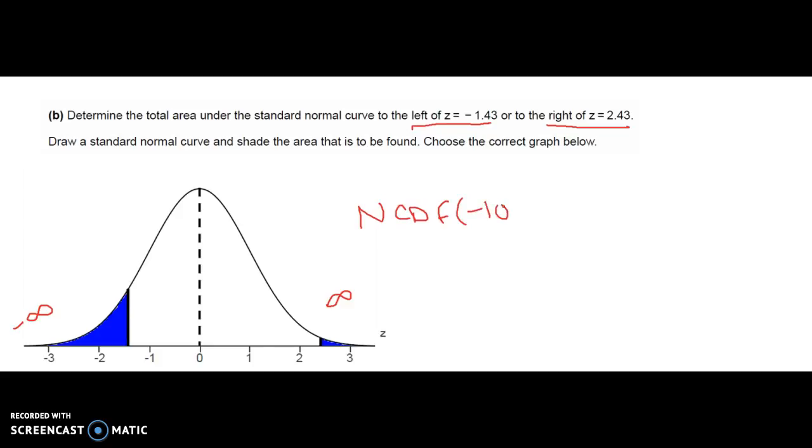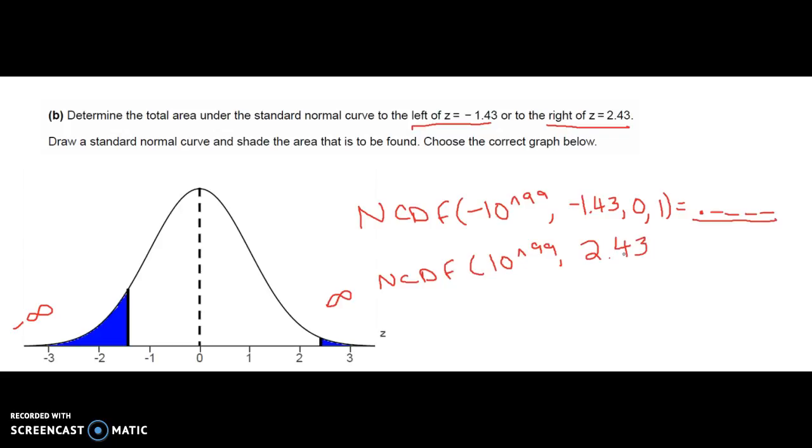The first one is from -10 to the 99 up to the -z-score, centered at 0 with a standard deviation of 1. You'll get a decimal, round to 4 places. And then a second normal CDF from the positive z-score to positive infinity, still centered at 0 with the standard deviation of 1. You'll get a second 4-digit decimal answer, and you'll add those two answers together for the total area under the shaded regions of that curve.